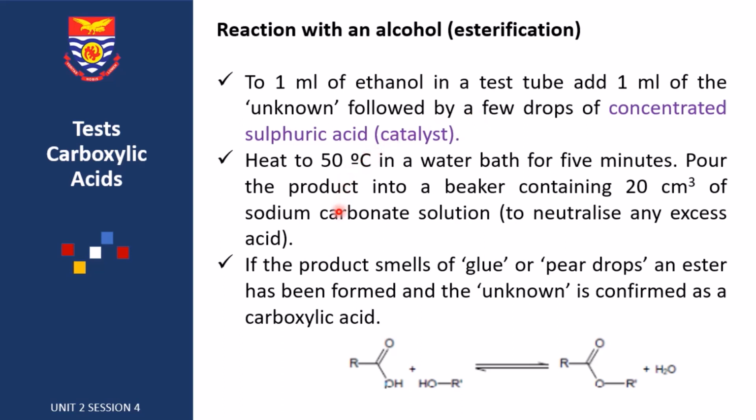Now the product we are going to have has a peculiar smell. So after heating this and then adding our sodium carbonate solution, it will produce this glue smell. And then this glue smell is an indication that an ester has been formed, and this ester can only be formed if our unknown is a carboxylic acid compound. So if our unknown contains the carboxylic acid functional group, then reacting it with an alcohol in the presence of a catalyst and then sodium carbonate will give us the ester product.